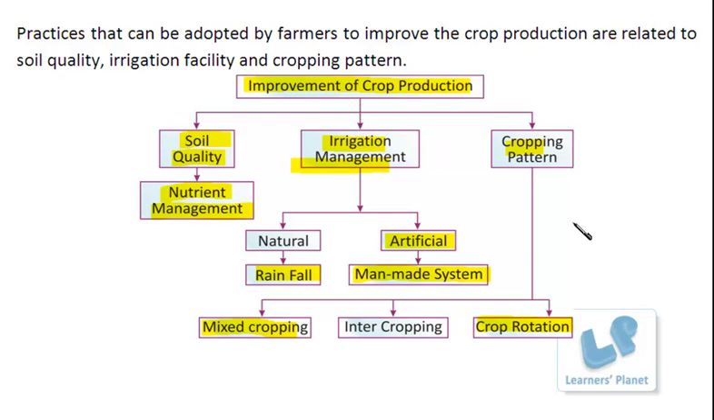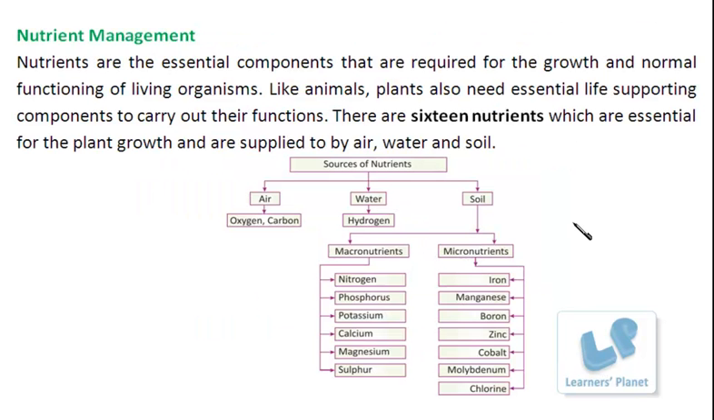Now I will explain each part in a detailed manner. Nutrient management can be followed only if the person is aware of the basic requirements of the crop. Nutrients are the essential components required for the growth and normal functioning of living organisms, whether it is plants or animals. These nutrients are essentially required so as to support the life of an organism and to carry out their normal functions.